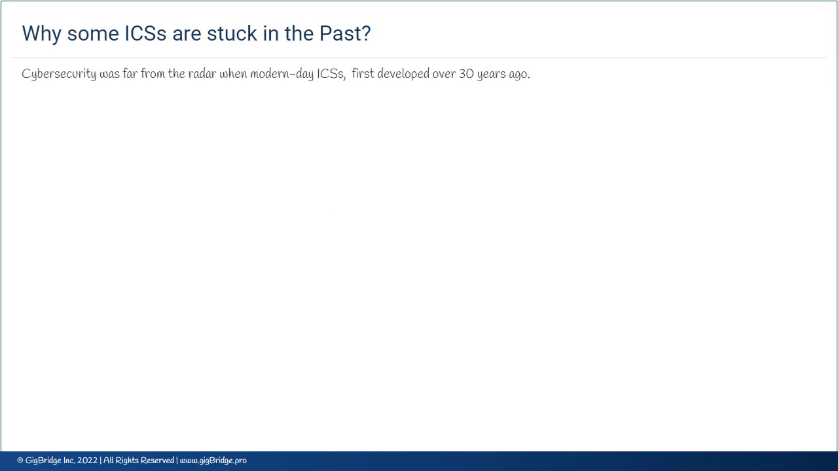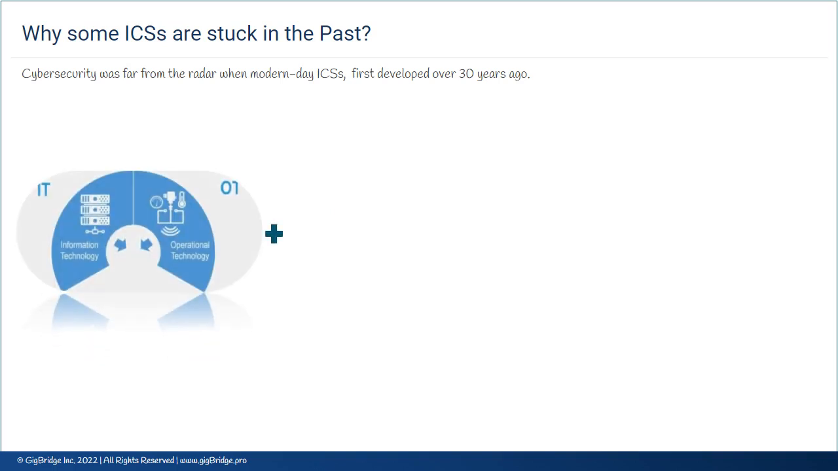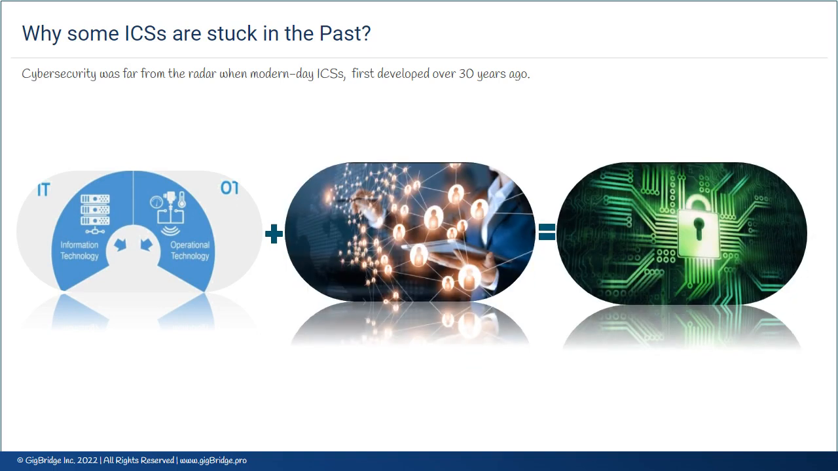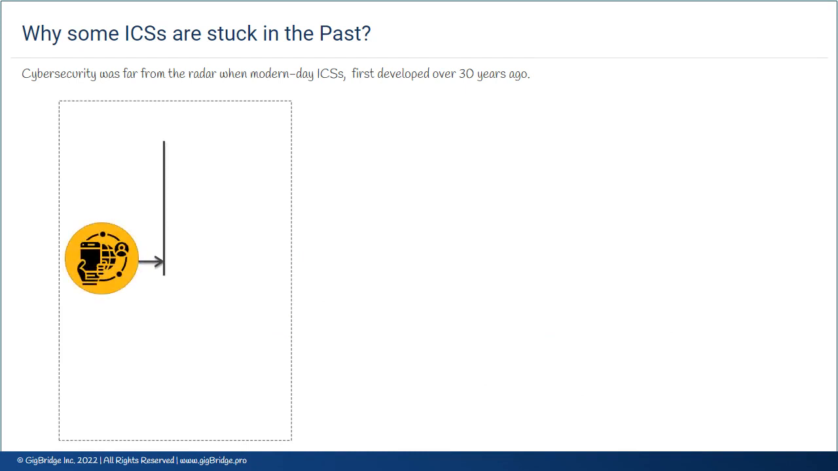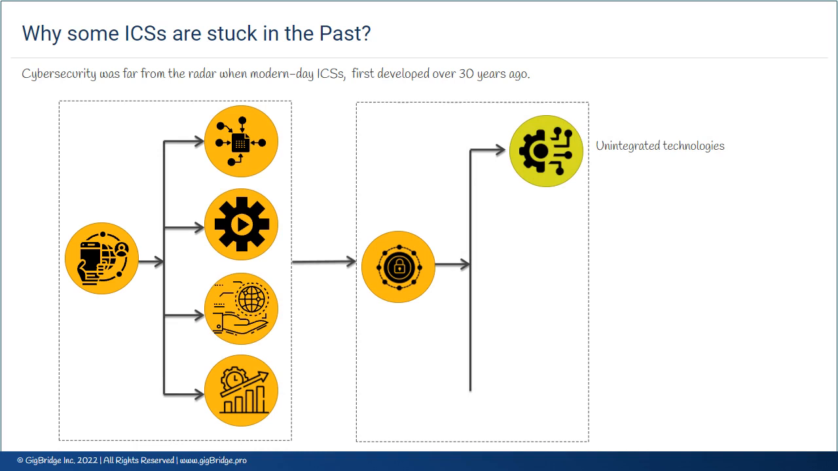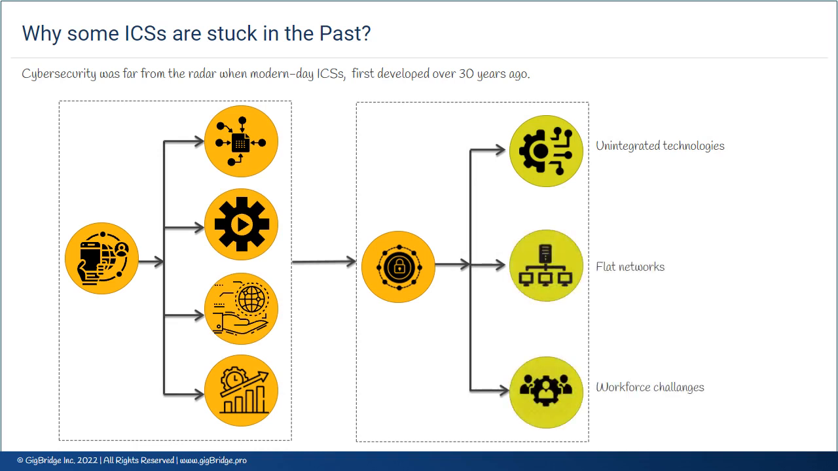Cybersecurity was far from the radar when modern-day ICSs first developed over 30 years ago. In addition to IT/OT convergence, industrial organizations have to overcome a few other challenges to stay protected from errors and attacks. The shift to new network technologies enhanced data collection, operational efficiencies, new levels of automation, as well as time to market, but it also produces new cybersecurity risks due to factors like unintegrated technologies, flat networks, as well as workforce challenges. Let us now look at each of the ICS environment factors.